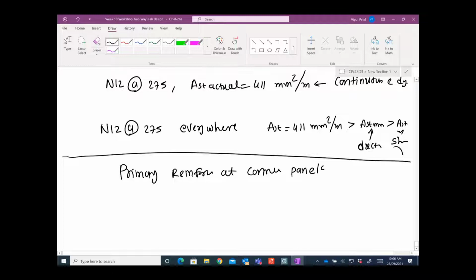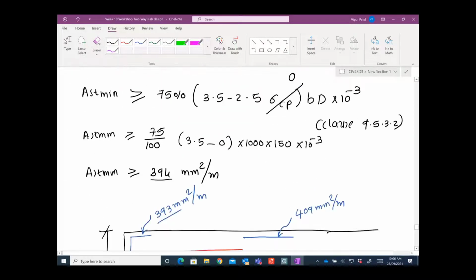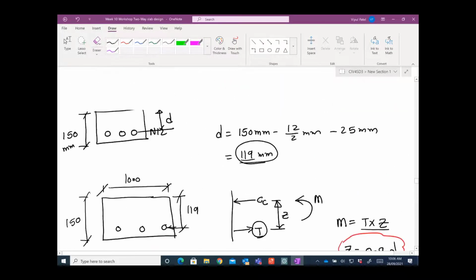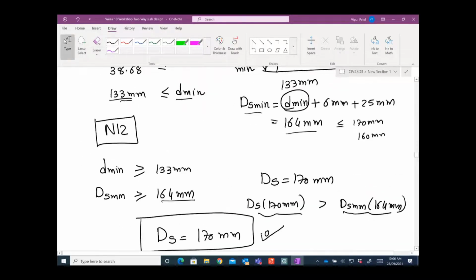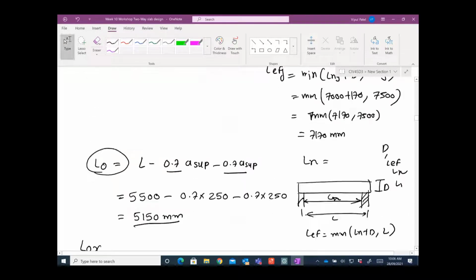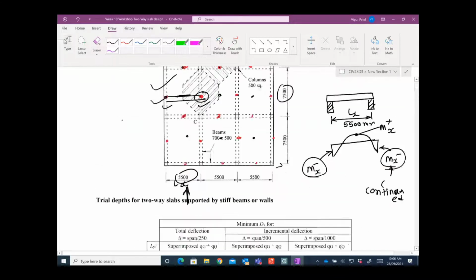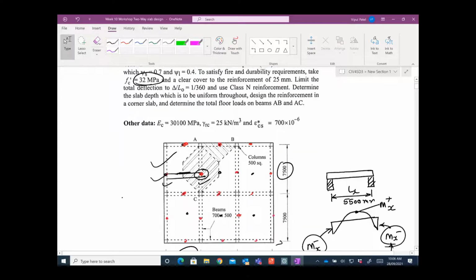At corner panels, if someone asks you, can you please do the calculations for this one? Yes, you can do it. There is no issue. Someone will ask you, now with this exercise, you are in the position to calculate the reinforcement anywhere in the slab. The first thing first, you can have a trial depth. Let's say any depth.